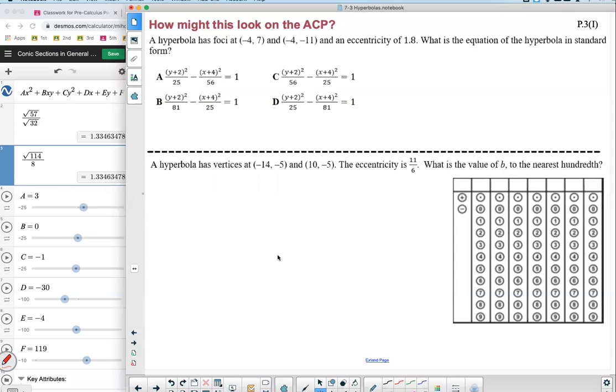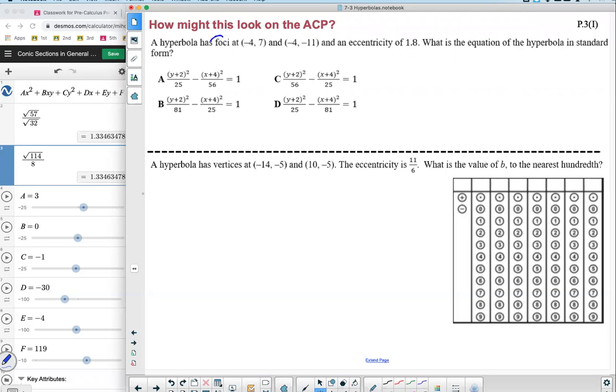So let's take a look at the ACP type of problems here. Released questions that we've seen in the past for the ACP say a hyperbola has foci. Okay, I'm going to stop here. What is foci? What should you associate in your brain when you see foci? 2C. So 2C are found by these 2 points.